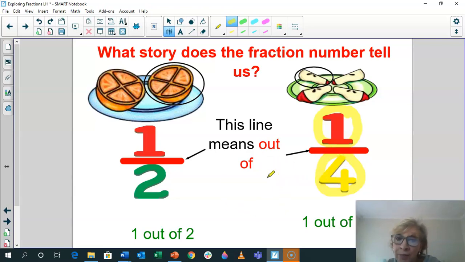So the bottom number here tells me how many equal parts I've cut my orange into. And there's 1 part and there's another part. And I've circled 1 of them. All right? So in the top part, which is the numerator, that tells me how many of the equal parts I have eaten. I have eaten half.